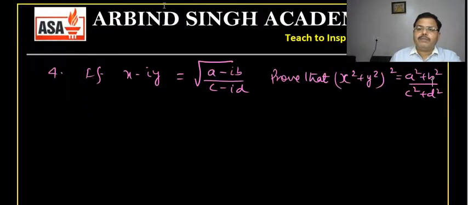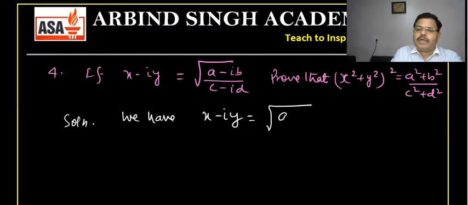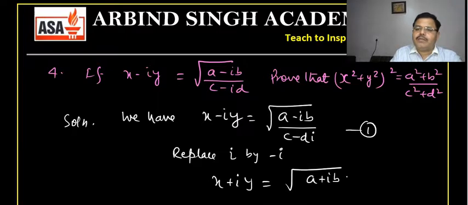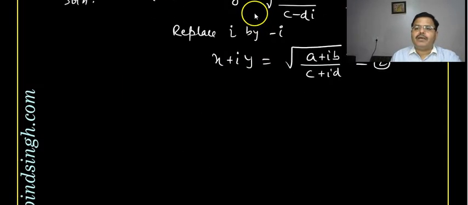So we can write the simplest way to solve this question. We'll write here: we have x minus iy is equal to (a minus ib) upon (c minus id). Replace i by minus i. Write like this. Replace i by minus i. This is one. So you will have x plus iy is equal to root of (a plus ib) upon (c plus id). This is two. Now multiply 1 and 2.